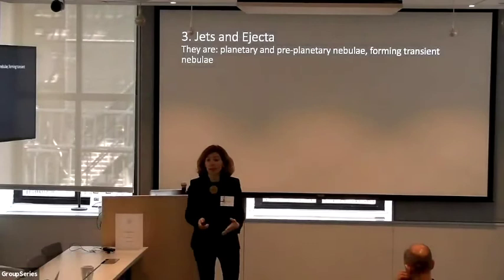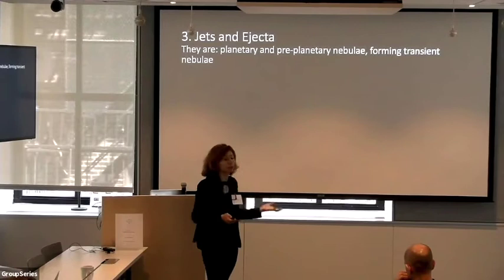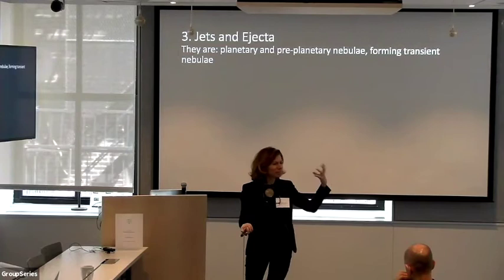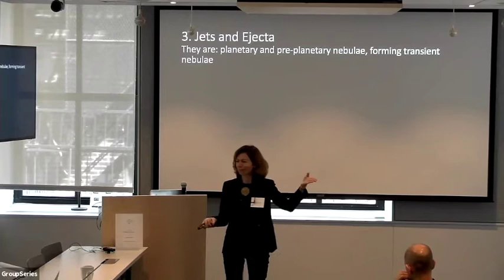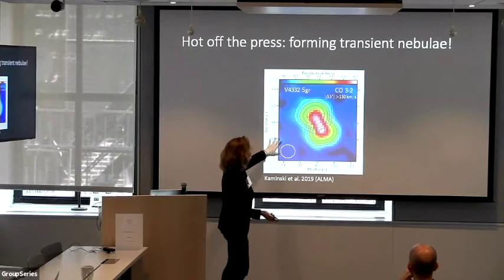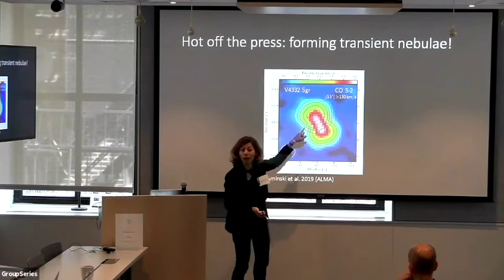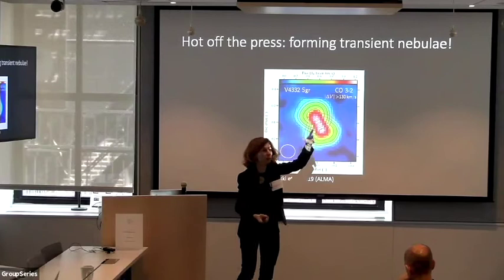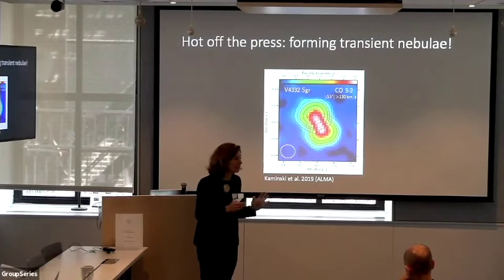Finally, jets and ejecta. What I'm not going to talk about is the planetary nebula, the pre-planetary nebula. And amazingly, have you seen this paper that came out a week ago with the ALMA pictures of the transients? We're seeing the nebula of stuff that went off 15, 20 years ago. It's amazing. I put it in last minute this morning. This guy here went off in '94, and we see this with ALMA today with the two outflows at about 100-something, 130 kilometers per second. That's amazing.